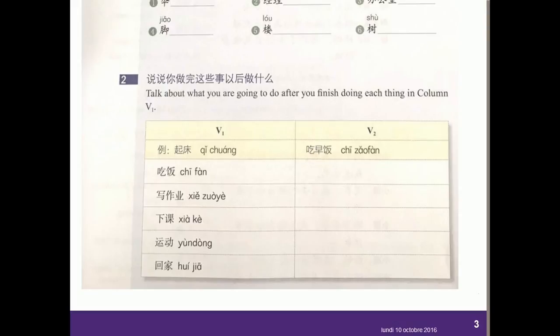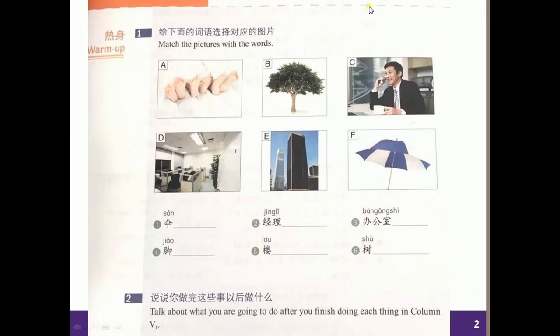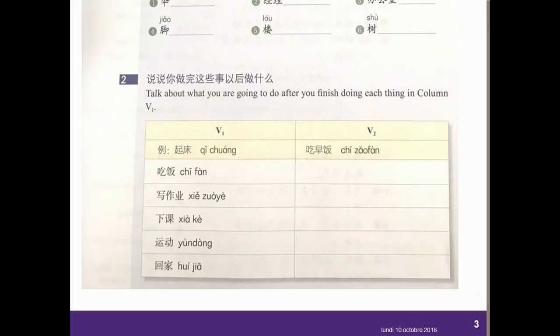Number 3, verb 1, 下课, after class. 我下课后回家. 我下课后回办公室. That's normally my routine. Back to my office. That's the new word, right? 办公室. It's right here. If you can see, it's here. 办公室. And then I can say, 我下课后回办公室. Alright.